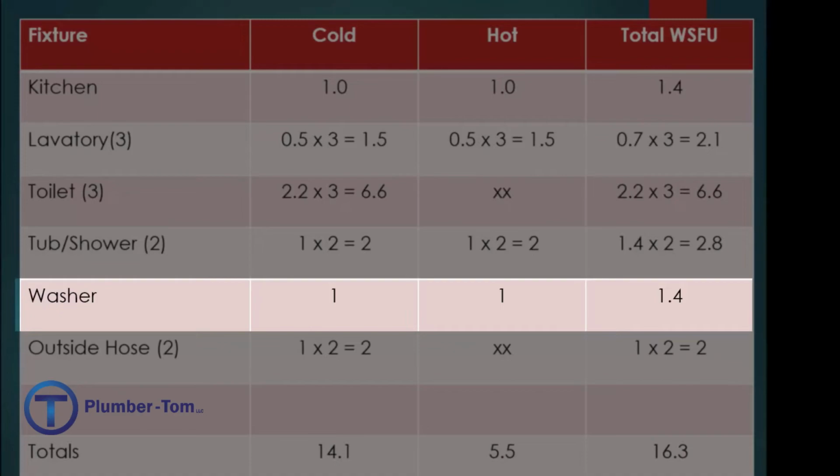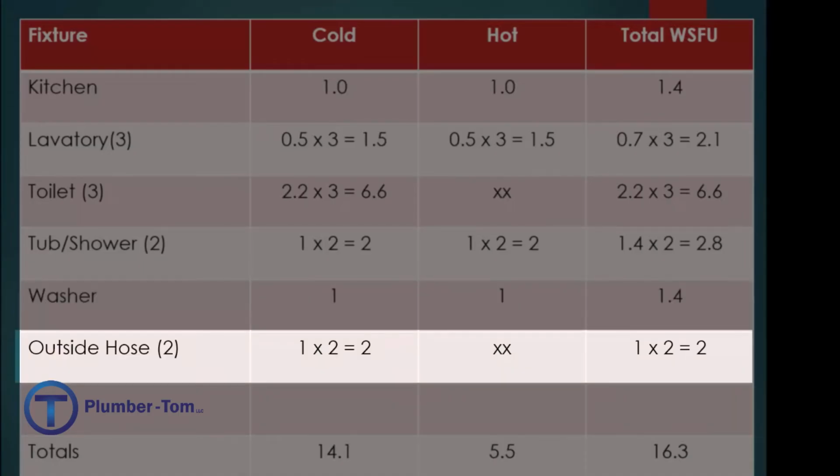Tub showers, they're each worth 1 water supply fixture unit, both on the hot and the cold. So we have 2 of those and we would come to a total of 2 for the cold, 2 for the hot, and when I'm using a single-handled tub or shower valve, it's going to be 1.4 times 2, 2.8 is what that'll be valued on my main distribution line. The washer is going to be valued at 1 for cold, 1 for hot, and 1.4 on our total.